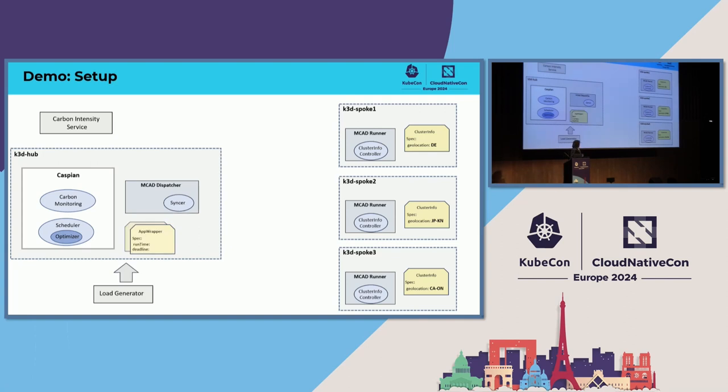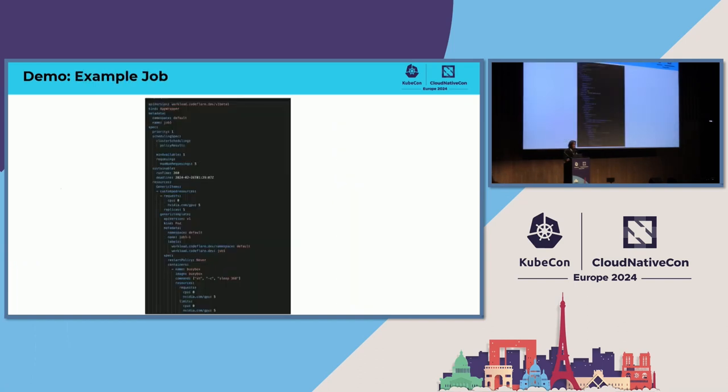We also have a load generator that over 24 hours will submit workloads in the format of app wrapper to the hub cluster. Let me show you an example of an app wrapper. As was stated before, you can add as many objects as you need in a single app wrapper YAML file. You just need to list them in the generic items part. For example, here we have a single pod, but you can also have a job, or any other Kubernetes object.